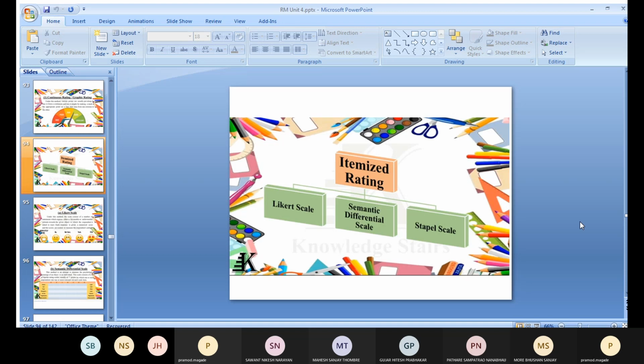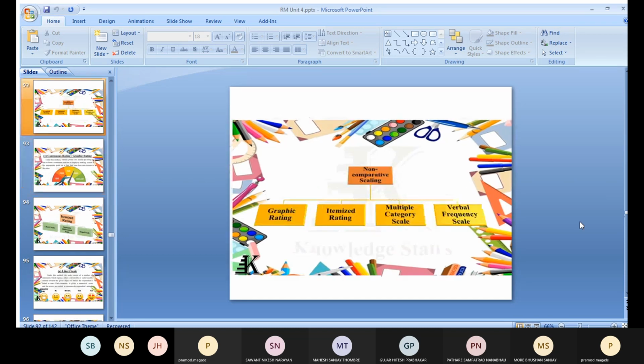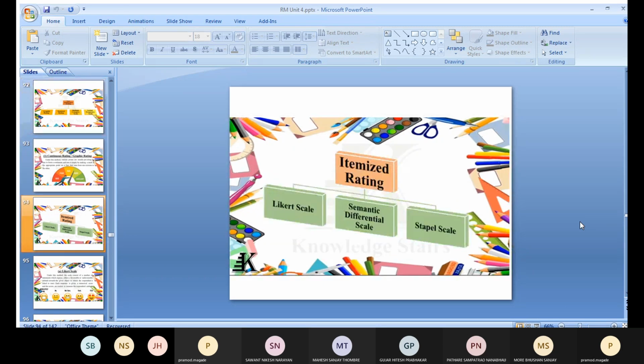Just write down the second heading, itemized rating. First one is continuous rating, which we have written, and then itemized rating, and for that we have drawn this chart also: graphics, itemized, multi category, and verbal. Right now we are at the stage of itemized rating. In case of itemized rating, write down that it can be distributed in three parts. From your end, you can draw this block diagram. Itemized rating will have to be distributed in three parts.